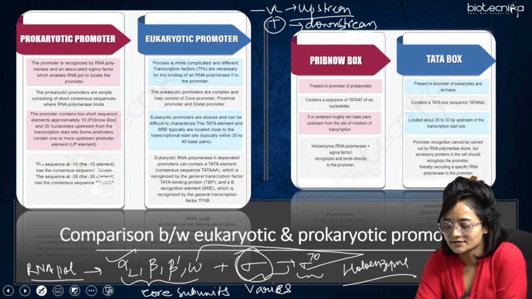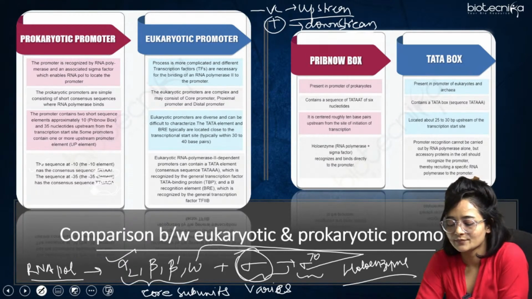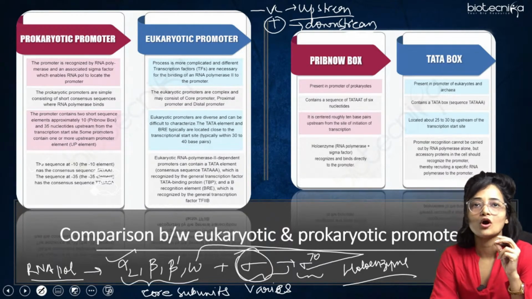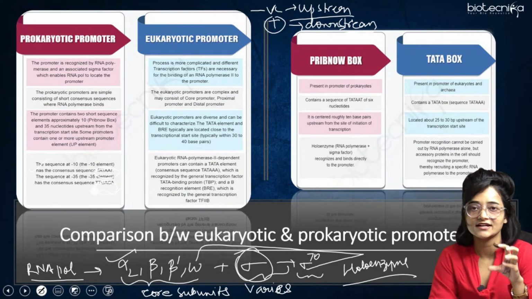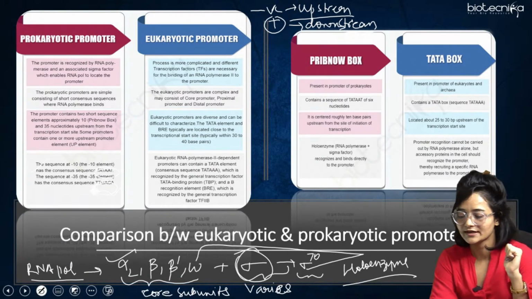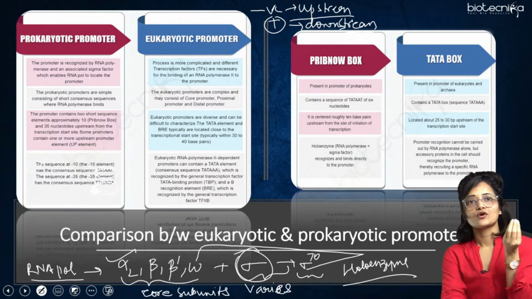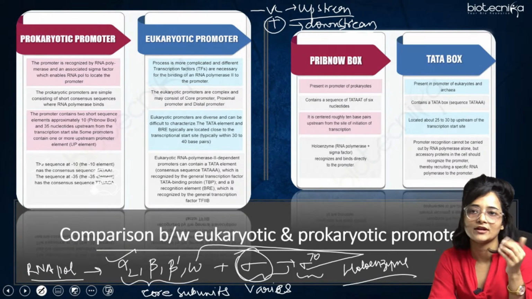Then coming to the other definition, which says that eukaryotic promoters are diverse and can be difficult to characterize. The TATA element and the BRE are typically located close to the transcription start site. These are two components of the core promoter. Now the core promoter is mandatory. Unless the core promoter is present, transcription or gene expression won't occur, right? In some genes, the proximal promoter and the distal promoter may or may not be required, right?